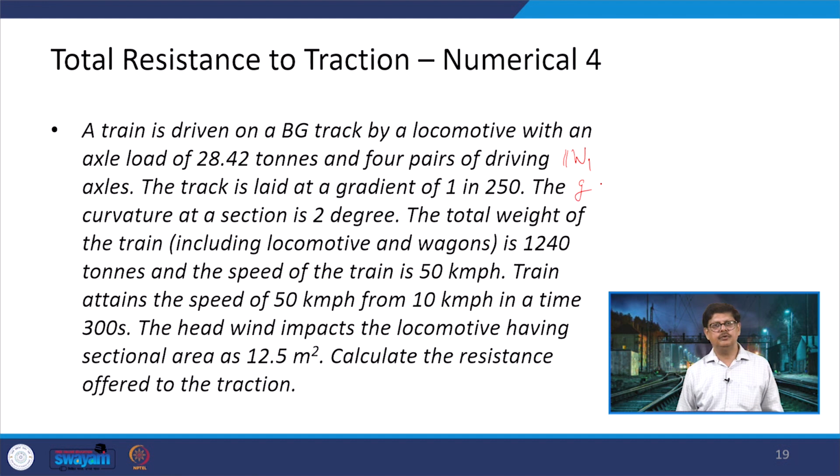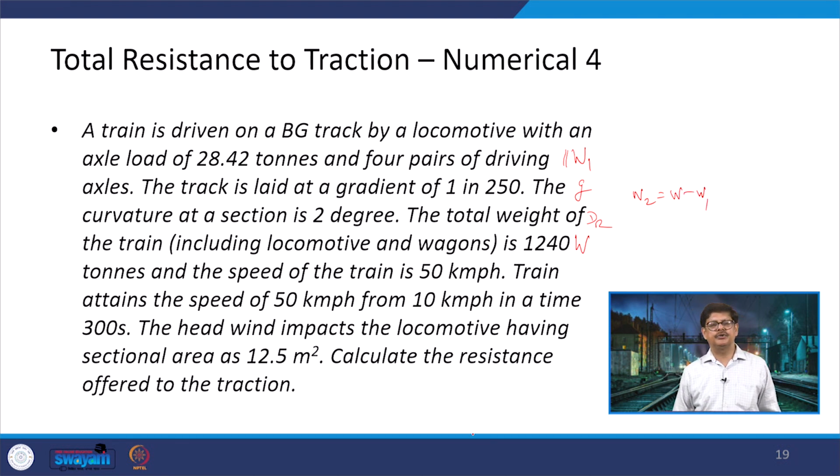So, we have a value with respect to the gradient. The curvature at a section is 2 degrees. So, we are being given dr here. Then the total weight of the train including locomotive and wagon is 1240 tons. So, this is total W, and if we subtract W1 from W, what we will get is W2. So, that means W2 is W minus W1, which is possible.